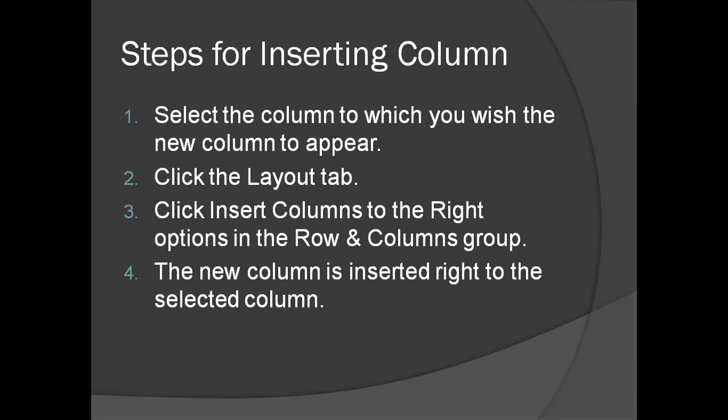Simply click on the table where you want to insert a column. Then click on the Layout tab and select the right or left option. In the right option, it will create a new column to the right of the current cursor position. If you select the left option, it will create a new column to the left of the current cursor position.